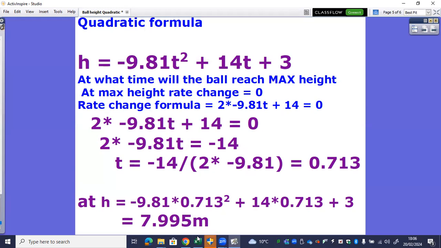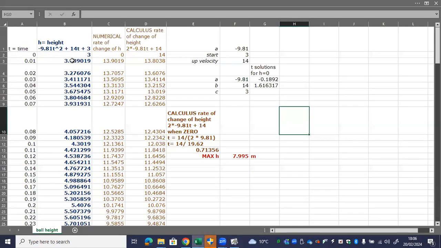And at that particular time, we get a maximum height of 7.995 meters. Now, what we want to do now is show through Excel how we can prove that those numbers are valid. In this left-hand column in Excel, we've got time, and in this case we control the resolution, the step change in time, going through the computation line by line.